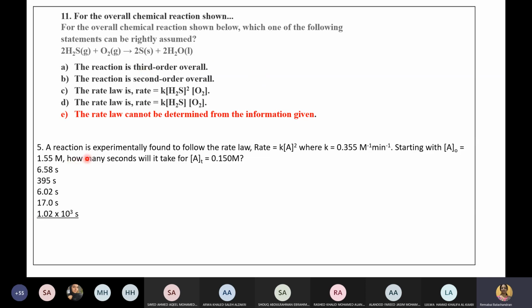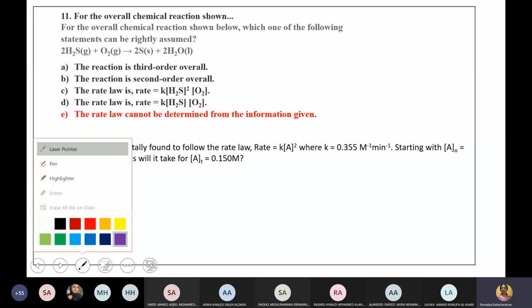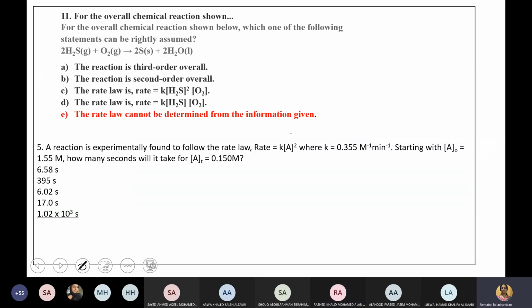Now, next question. A reaction is experimentally found to follow this rate law. The rate constant is so and so. Starting with so and so, how many seconds will it take for this one? So, how will you solve it? Come on, we finished this one, no? Which formula will you use? What's the order of the reaction here? It's second order. From this rate law you can get second order, or from the unit of this constant also you can get second order. So what's the formula? Order is 2.